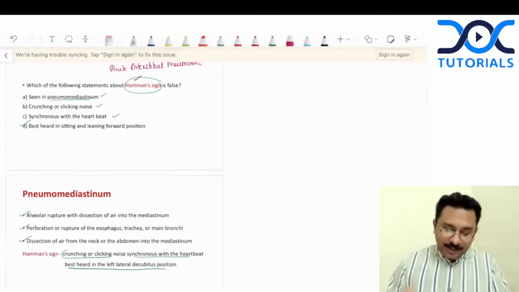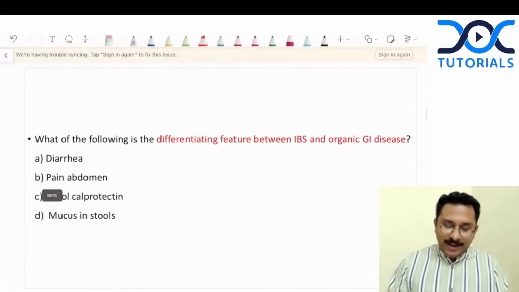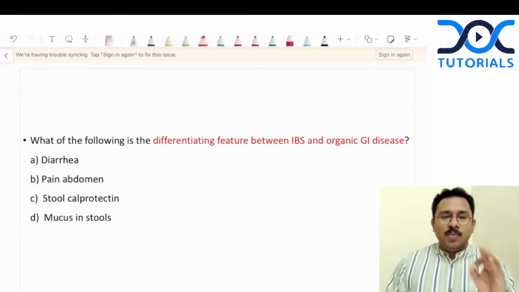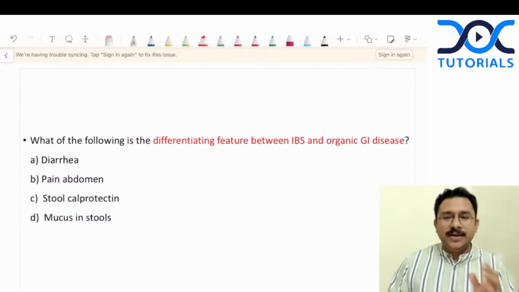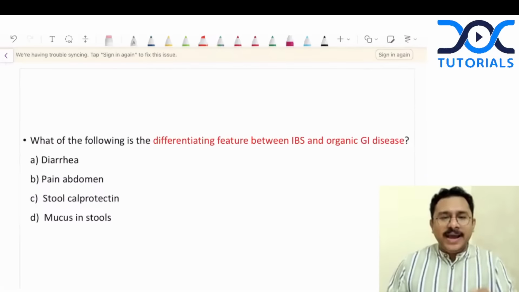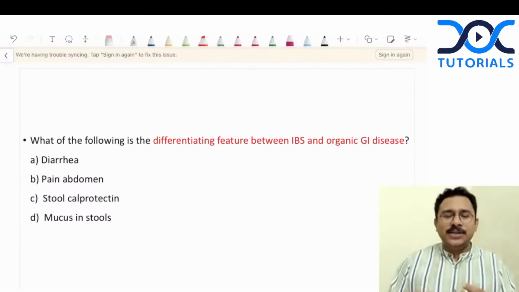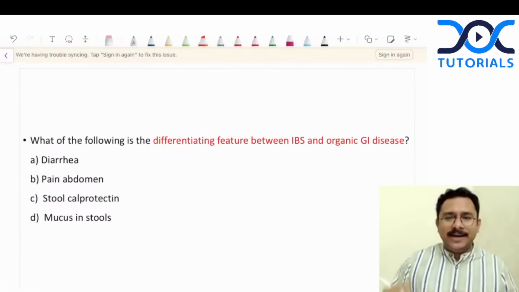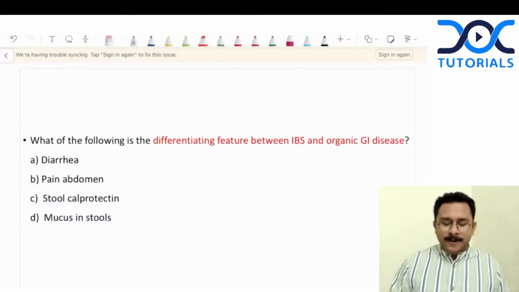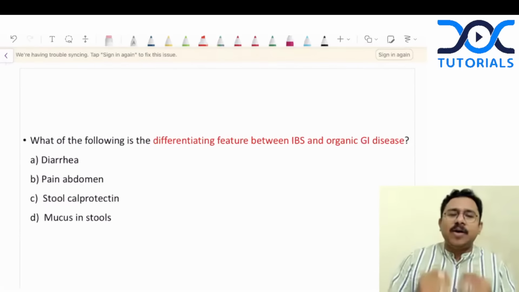Okay, right. Okay, next question, important. Which of the following is the differentiating feature between IBS, which is irritable bowel syndrome, and organic GI disease? So this is a point that I have discussed during my discussion in the DocTutorials app about irritable bowel syndrome and comparison with inflammatory bowel disease. Now, there are certain features that can occur in both.